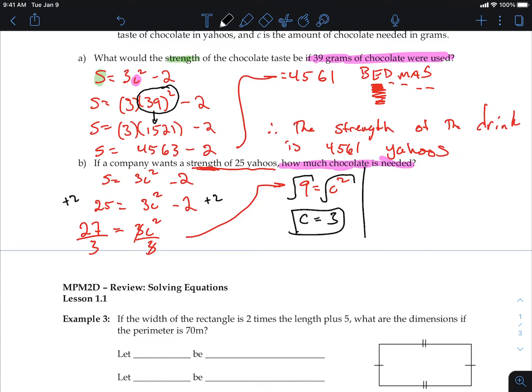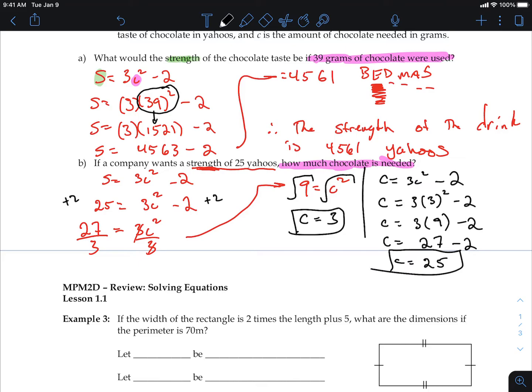If I wanted to check and make sure that I was right, I could use the equation again. It'll be 3 times the C value I found, 3 squared, minus 2. Remember from the first part, I have to deal with the squared first, so it's going to equal 3 times 9, because 3 squared turns into 9, minus 2. 3 times 9 is 27, minus 2, so that is equal to 25. That's how you know you're right. If you're able to take the value and plug it back into the equation and get what the original thing you were looking for, you know you have the right answer. It's a check.